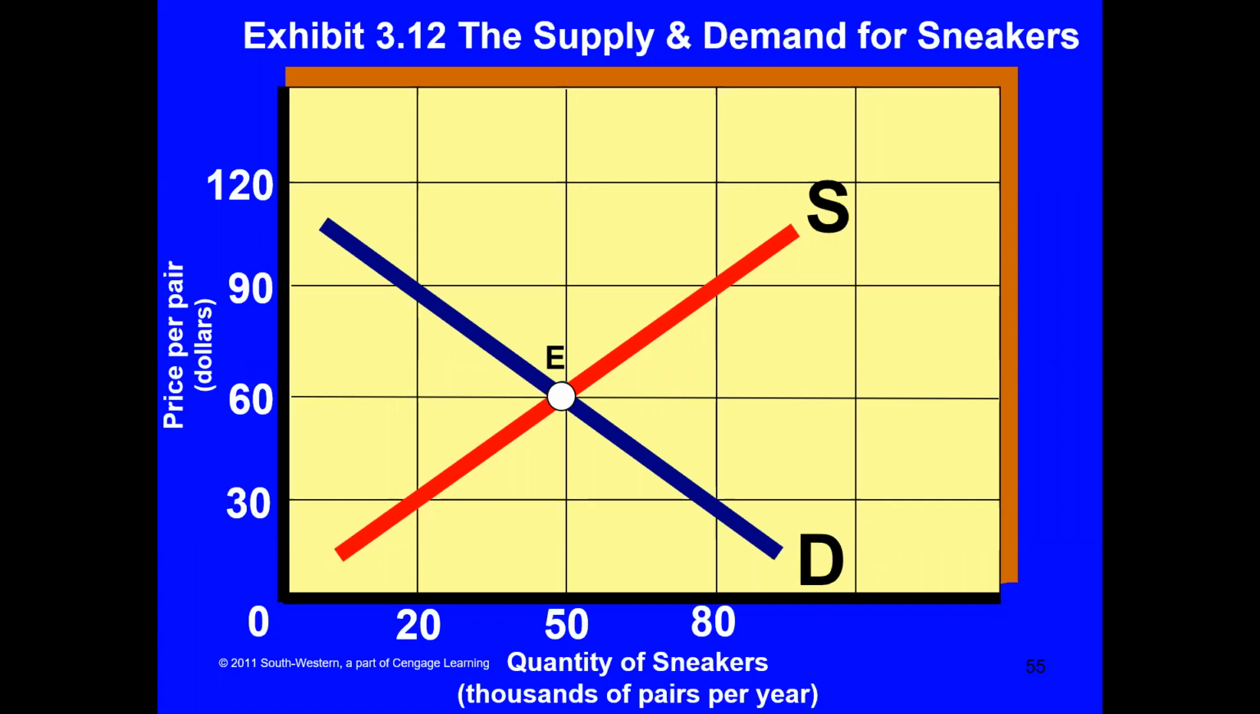If they are $60 per pair of shoes in this market, the equilibrium quantity is 50. That's where the market clears. That's where there are no shortages and no surpluses. And that'll be really important to identify where equilibrium is.